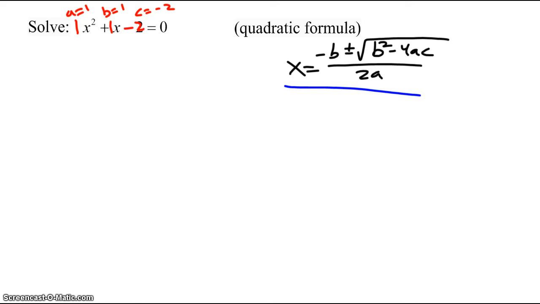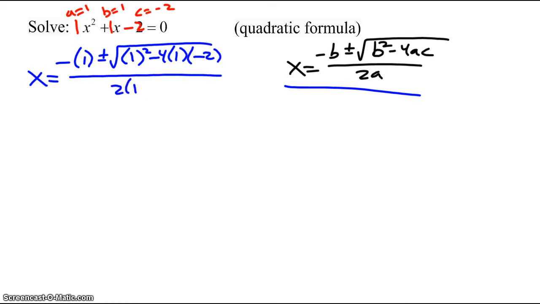So let me write the quadratic formula out again, this time inserting the numbers: negative, and then b is a 1, plus or minus the square root of the b number squared minus 4 times the a number times the c number. And I'm including the -2 because that's part of the c, all over 2 times a. I just plugged in values for a, b, and c. Now the rest of this is simplifying. So I've got 1 squared is 1. I've got a -4, a 1, and a -2. So a negative times a negative is a positive, and that's an 8 in there. And then a 2 there.